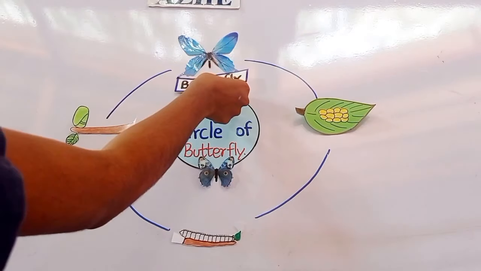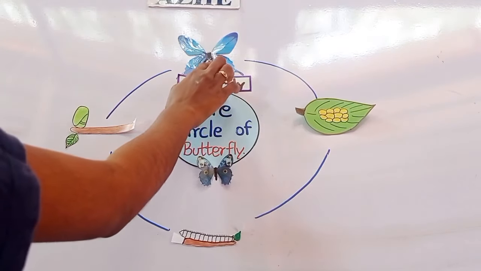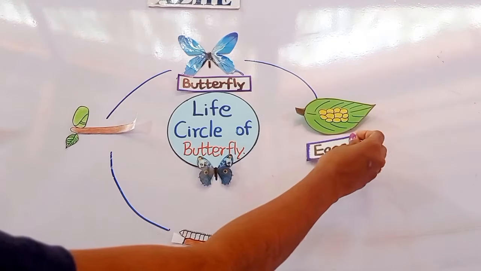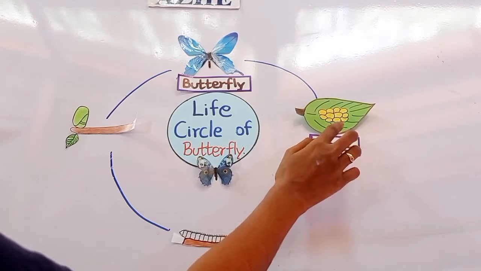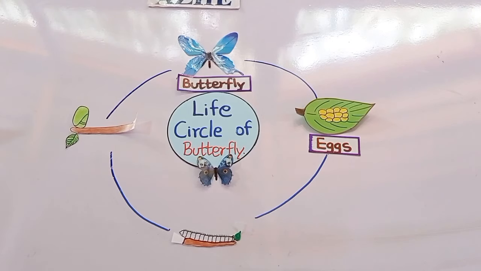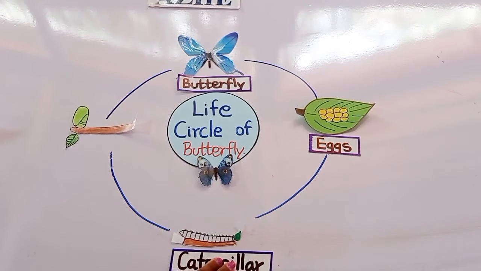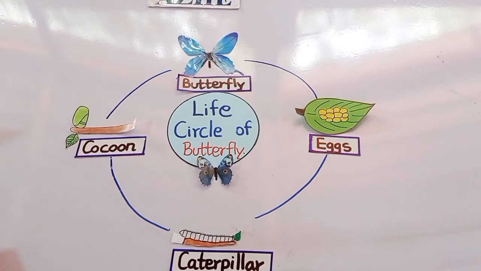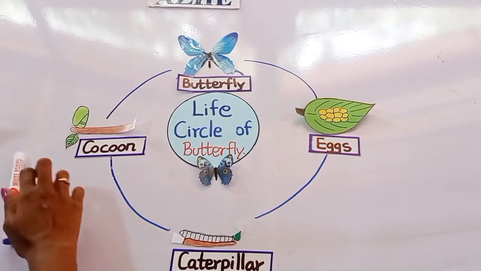Let's see the life cycle of a butterfly. The first one is the butterfly. The butterfly lays eggs. Then the eggs become a caterpillar. After that, the caterpillar becomes a cocoon. Then the cocoon breaks. Then finally, a beautiful butterfly comes out.